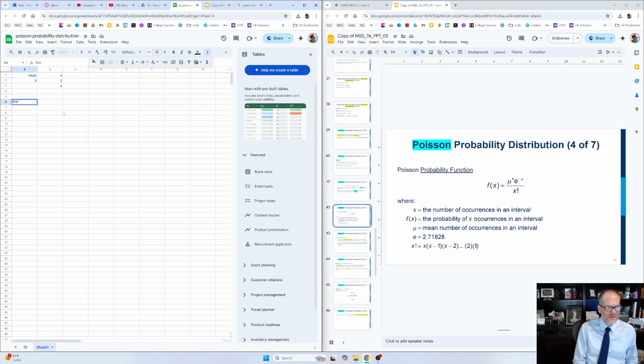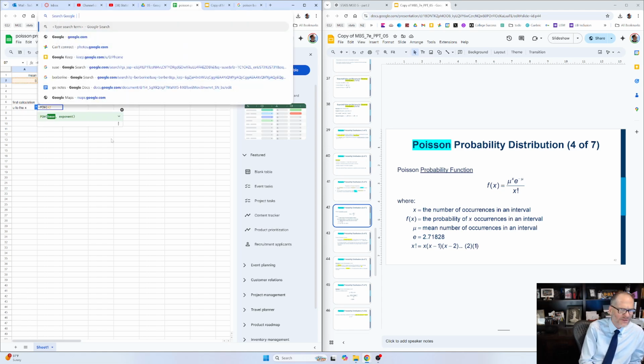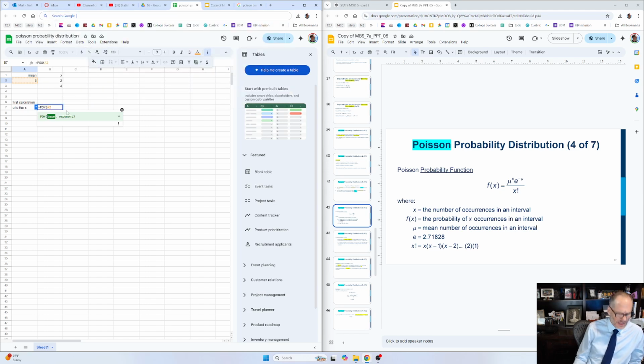So the first calculation is going to be u to the x. So we'll put u to the x. Do we have an equals power? Number raised to power. Our base is going to be the u, that one. I'm going to make that absolute, so I'm going to press F4 on my keyboard. I'll click right there and press F4, so that's always going to be referencing that cell. And then the first one here is going to be this cell right here, raised to that power. So there's our u to the power of x.